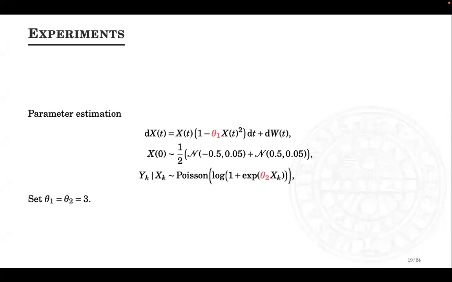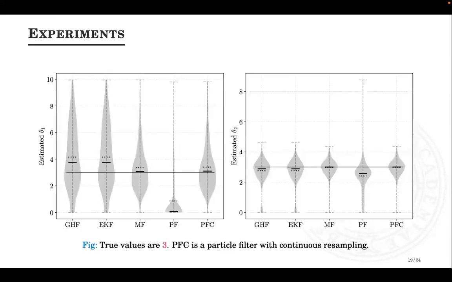Okay, then another application of the filter is that we can do parameter estimation. So we have some unknown parameters theta 1 and theta 2. We want to compute some likelihoods so that we can optimize the parameters. Then we can also apply the moment filter to this application too.